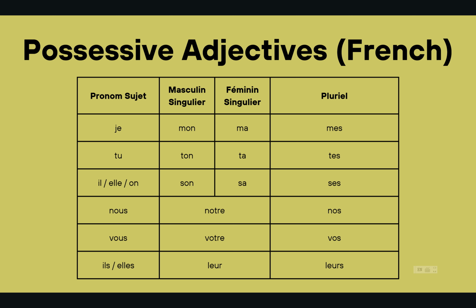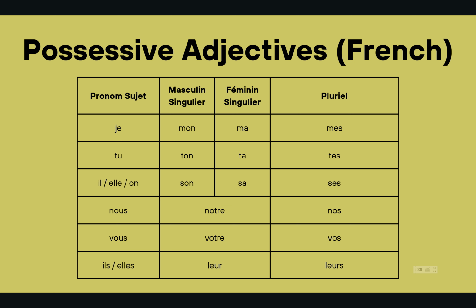For the pronoun nous, or the Spanish equivalent nosotros, nosotras, we have notre et nos for singular and plural forms, respectively. No need to consider the genders.